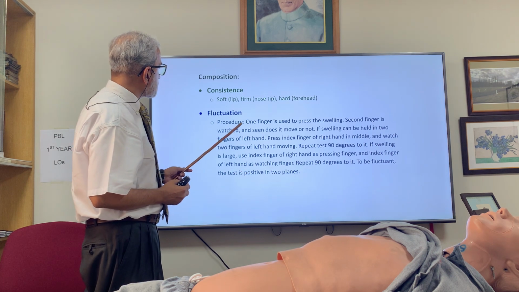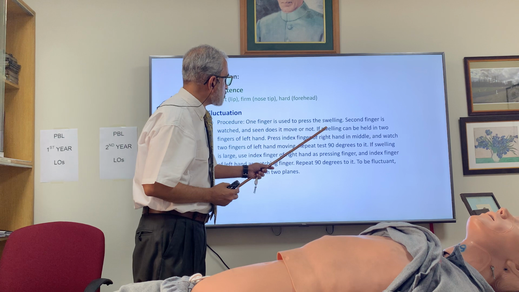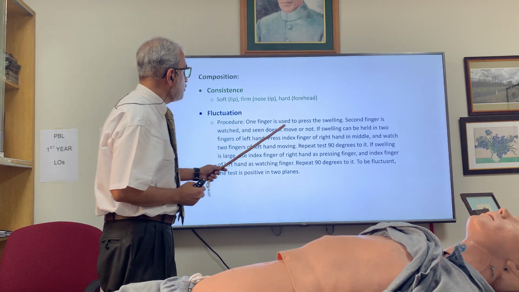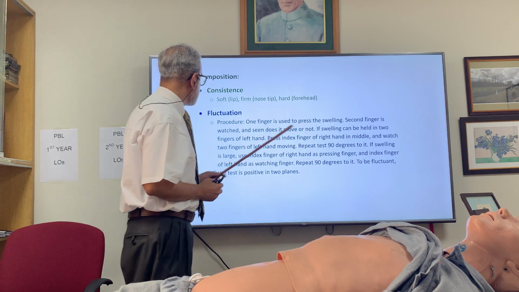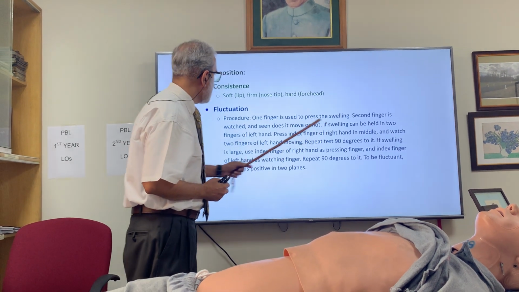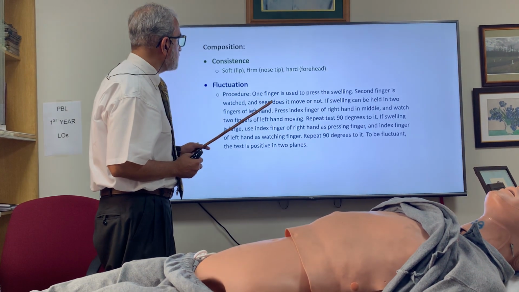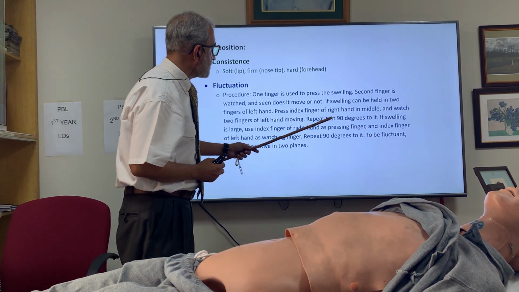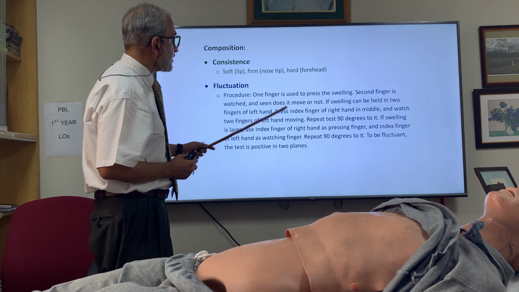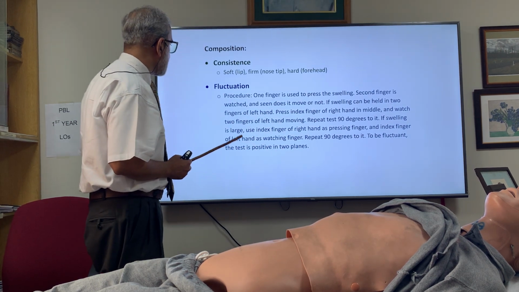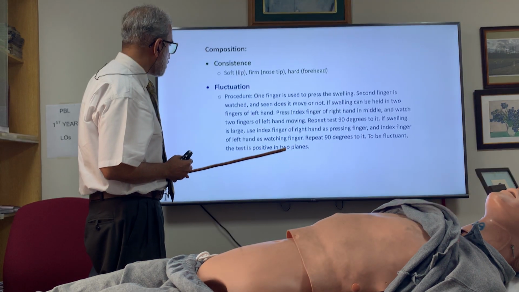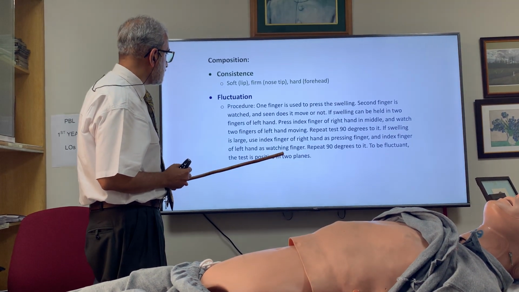The procedure of fluctuation is one finger is used to press the swelling, and the second finger is watched to see does it move or not. If the swelling can be held in two fingers of the left hand, press the index finger of the right hand in the middle and watch the two fingers of the left hand moving. Repeat the test at 90 degrees to it. If the swelling is large, use the index finger of the right hand as the pressing finger and the index finger of the left hand as the watching finger. Repeat at 90 degrees to it. To be fluctuant, the test is positive in two planes.